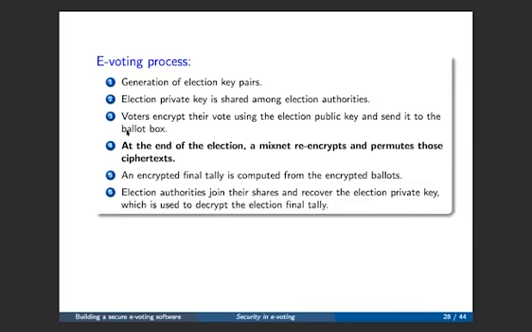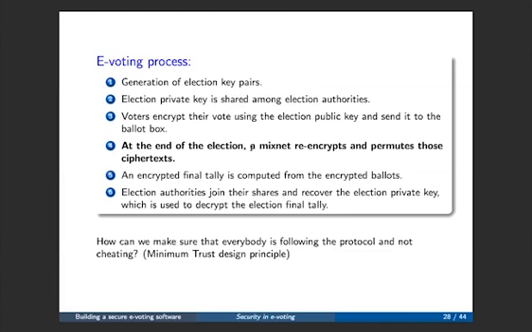So now this e-voting process gets updated again. At the end of the election, a mixnet re-encrypts and permutes the ciphertext. So therefore, now even if election authorities went and tried to decrypt individual ballots, these ballots at least will look different, and they won't have any relation. It won't be possible to link them to the citizen sending each one of these ballots.